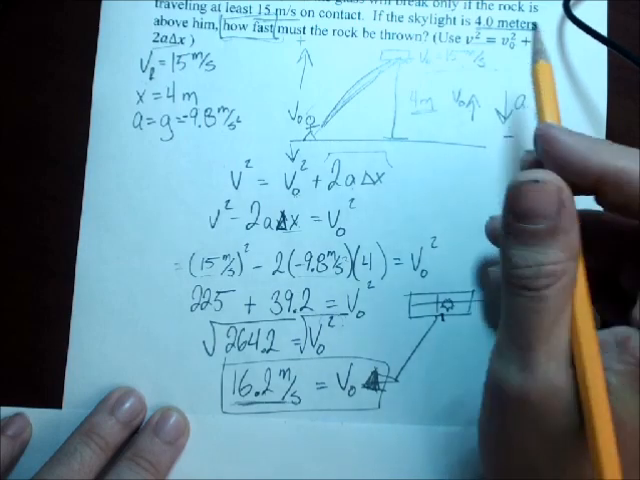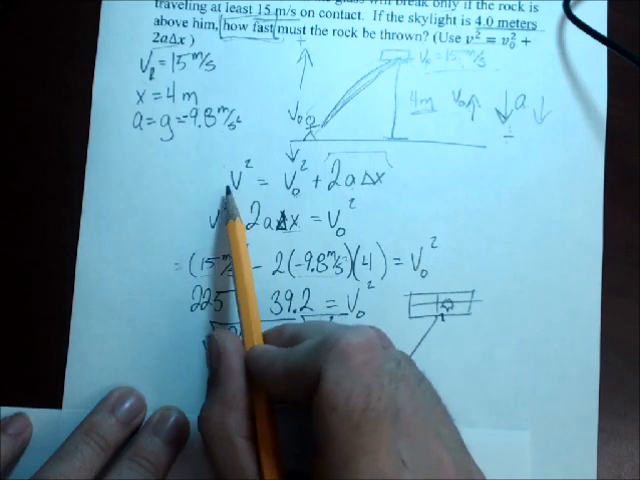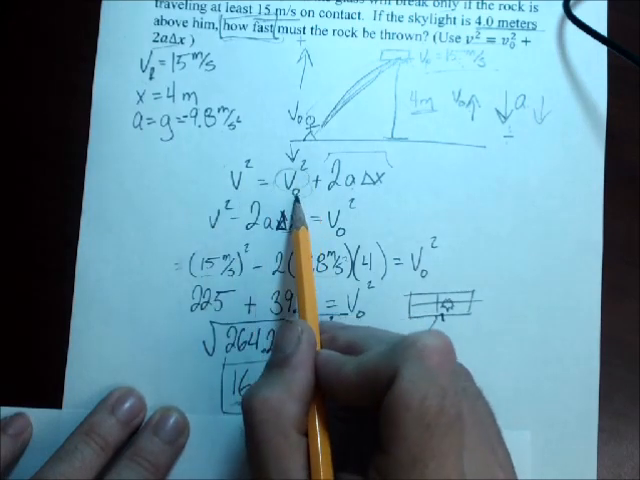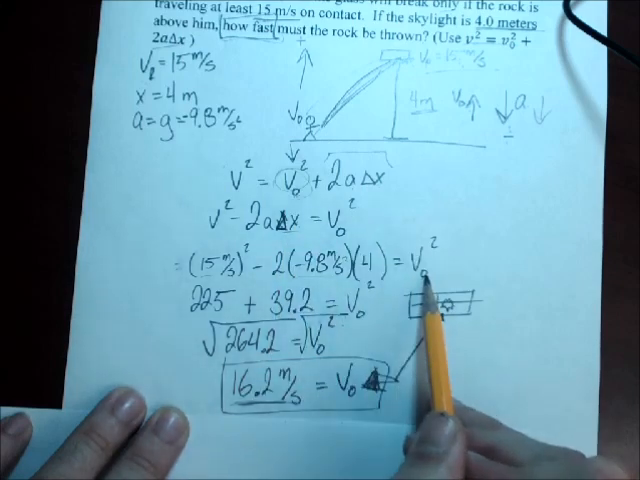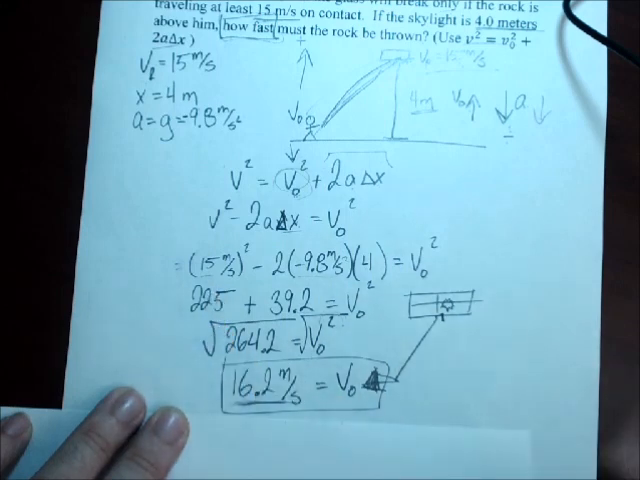So there's a couple of different ways that you can think about this problem, but at the end of the day, what we're trying to do is isolate the variable that we want. Here it was v naught. We tried to get it all by itself on one side of the equals, and then plug in all the numbers. Hopefully this helps you quite a bit.